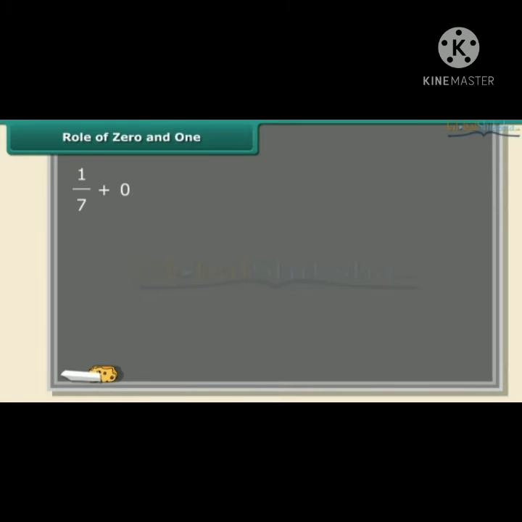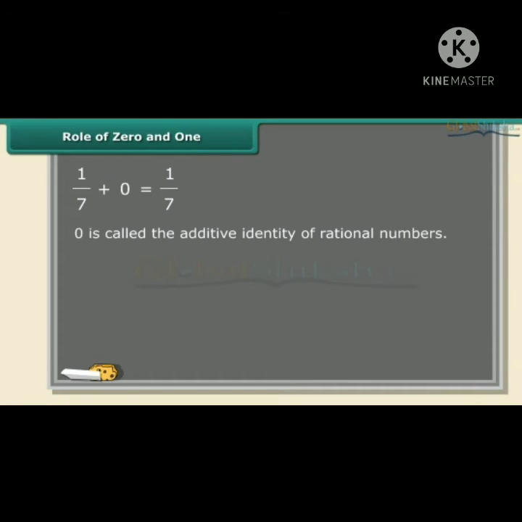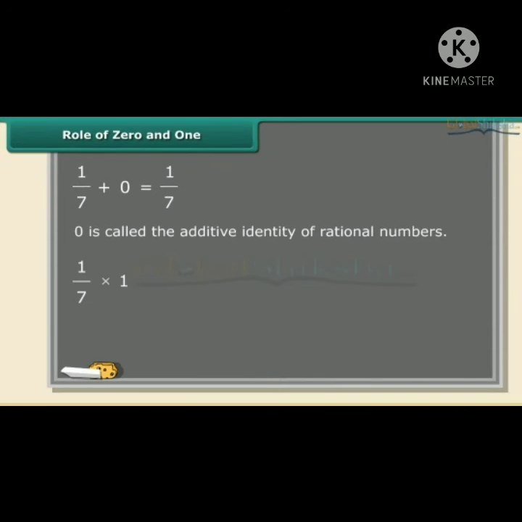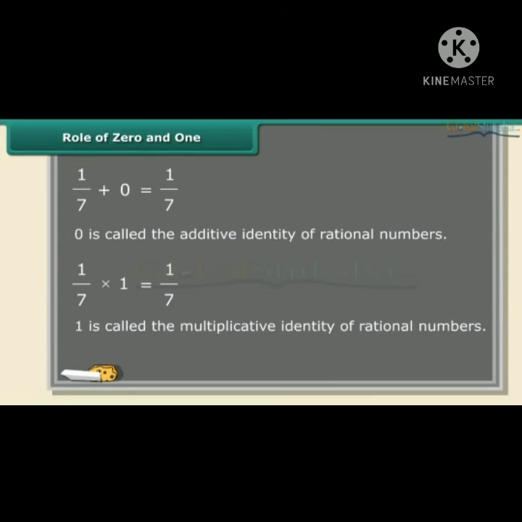Here we have added 0 to a rational number. What did you notice? When we add 0 to a rational number, the sum is always the same rational number. For this reason, 0 is called the additive identity of rational numbers. You observe, when we multiply a rational number with 1, the product is always that rational number. For this reason, 1 is called the multiplicative identity of rational numbers.